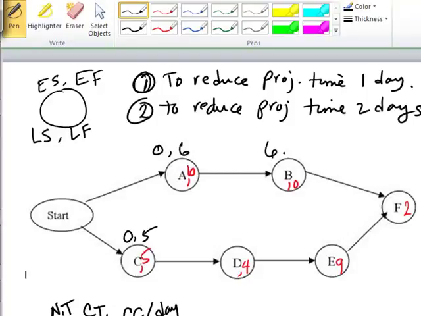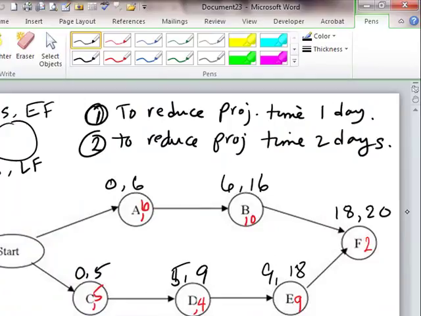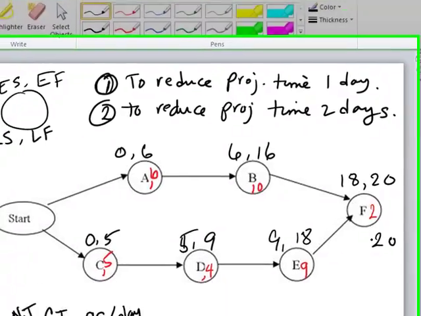6 gets carried over, plus 10 is 16. 5 gets carried over, plus 4 is 9. 9 gets carried over, plus 9 is 18. Now that we're working forward, we pick the highest early finish time to make that the early start time for activity F. So I will pick 18 plus 2 is 20. Now I work it backwards. The 20 becomes the latest finish time for activity F and also for the project, of course.